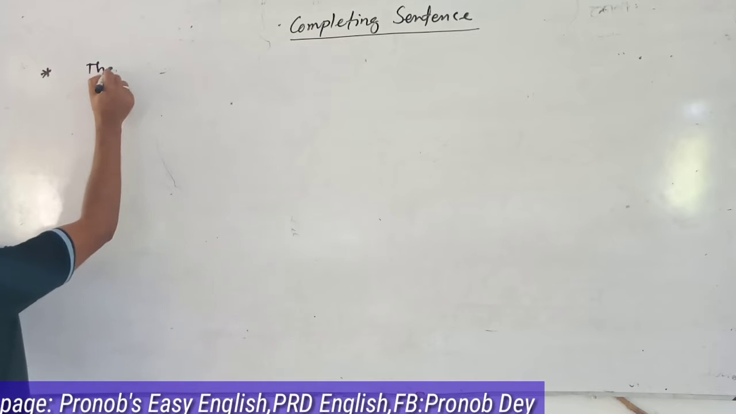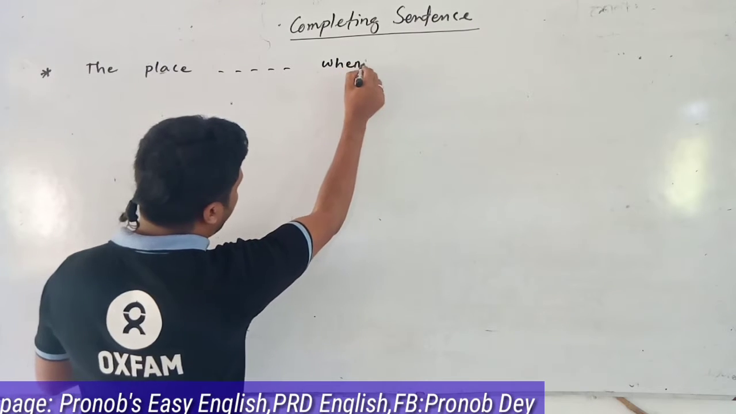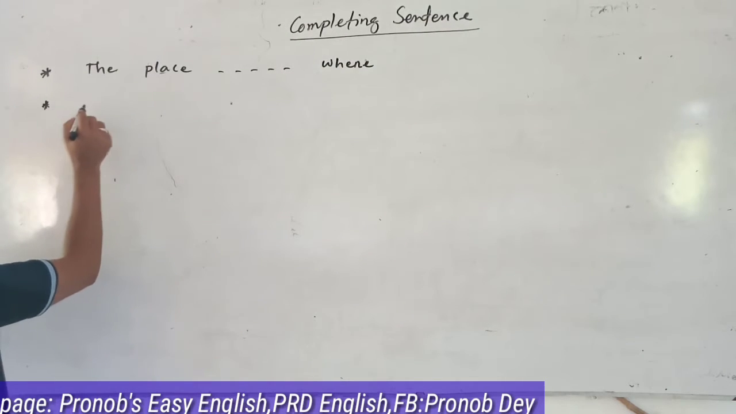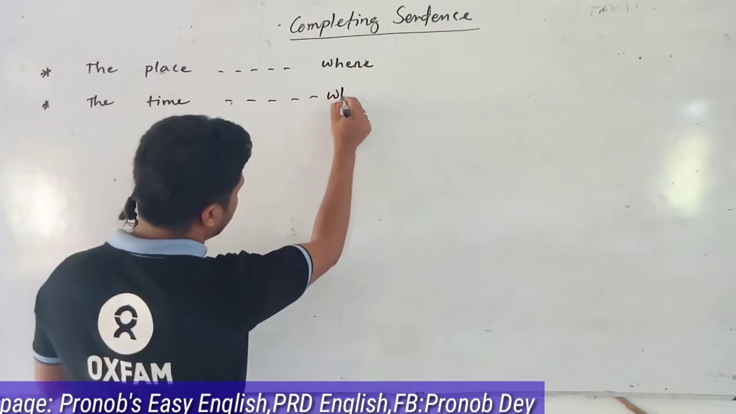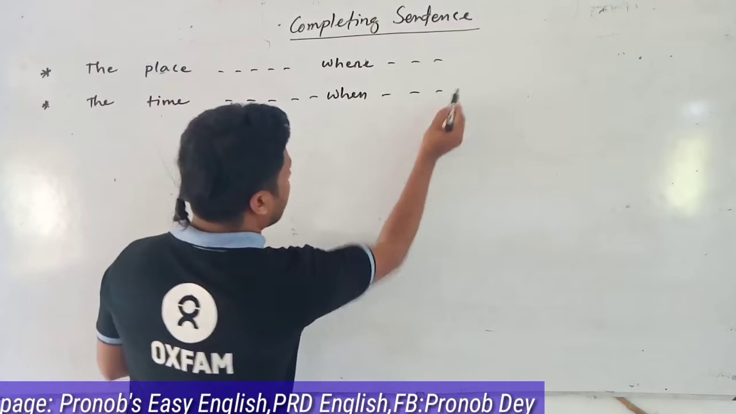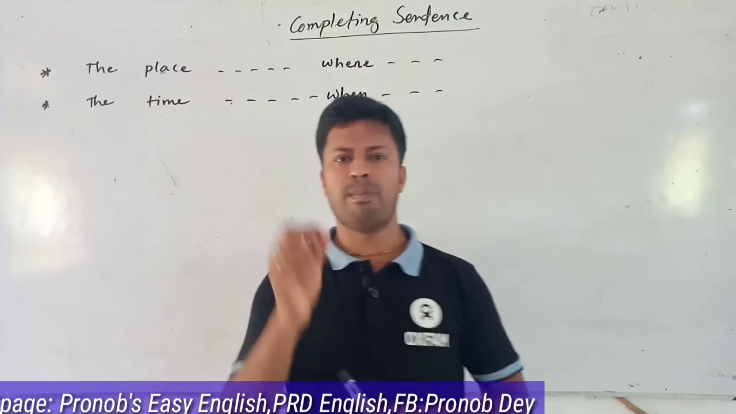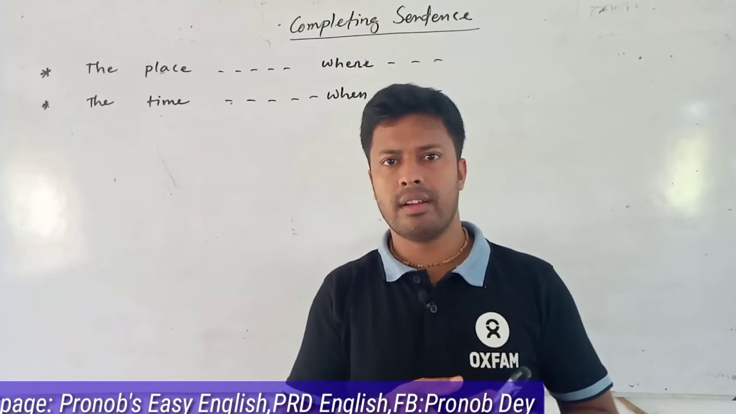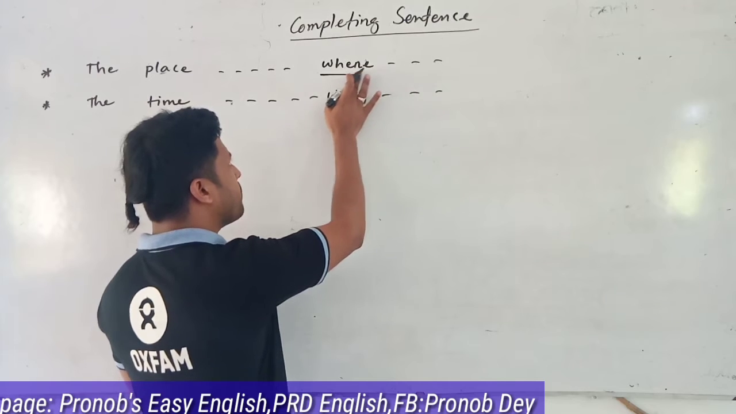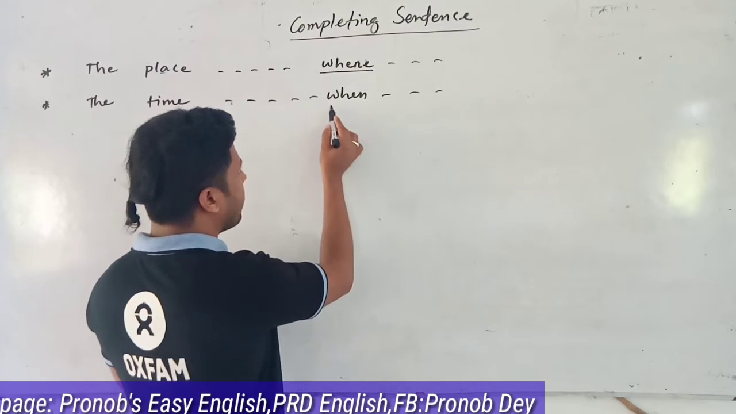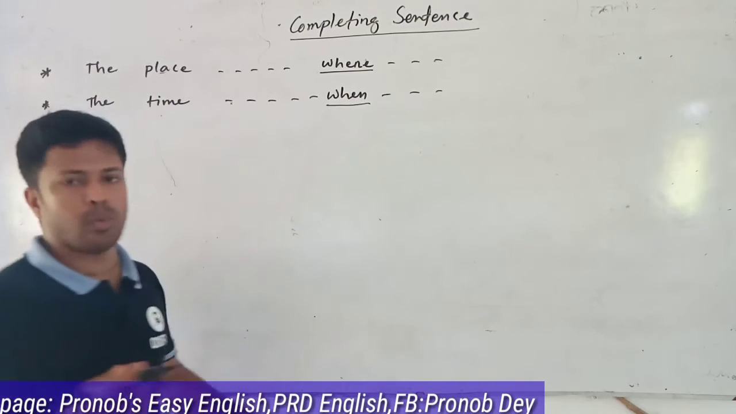This is the place, where, and the time, when. You have already known that when a sentence has a place, we must put where as a conjunction, as a relative pronoun. And if it is time indicating, then you must take when.